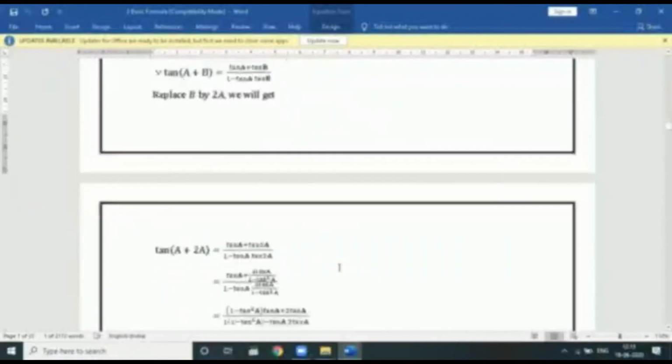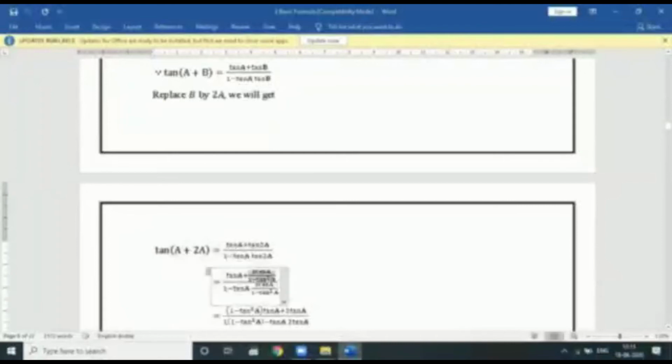Okay, now find the formula of tan 3a. So now replace b equal to 2a. So what will happen? You can see here, tan(a plus 2a) is equal to tan a plus tan 2a divided by 1 minus tan a tan 2a. Now substitute the formula of tan 2a. So tan 2a is nothing but 2 tan a upon 1 minus tan square a, in both numerator and denominator. So now taking LCM, tan a into (1 minus tan square a) plus 2 tan a, whole divided by 1 minus tan square a.